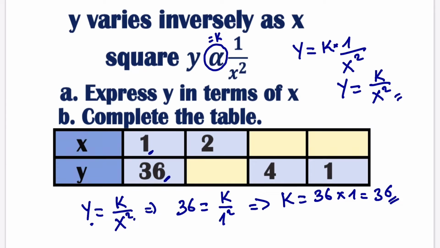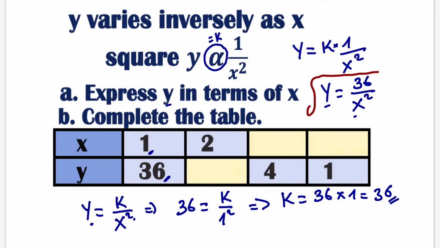Now that we know the value of k, we can write the formula and express y in terms of x. We just replace the value of k, so y equals 36 over x squared. That is y in terms of x. Next, to complete this table is easier, we just use the formula. The formula is very important to complete this table. Whenever you have a variation question, even if you are not asked to write the formula, always make sure you do. So let's complete our table using the formula.